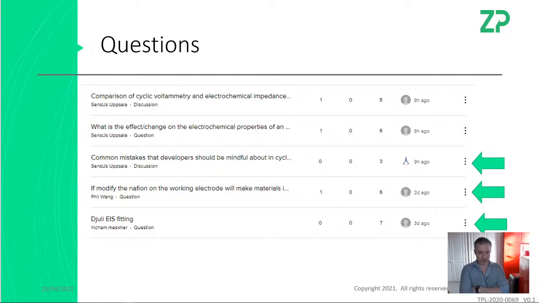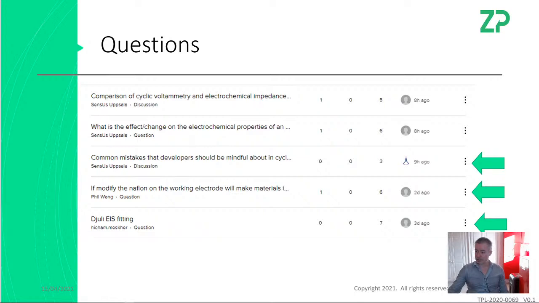We've had a question from Censens in Uppsala, asking about common mistakes when developing biosensors, and being mindful of cyclic voltammetry, and some changes when you're making biosensors, and also a comparison between cyclic voltammetry and electrochemical impedance spectroscopy.